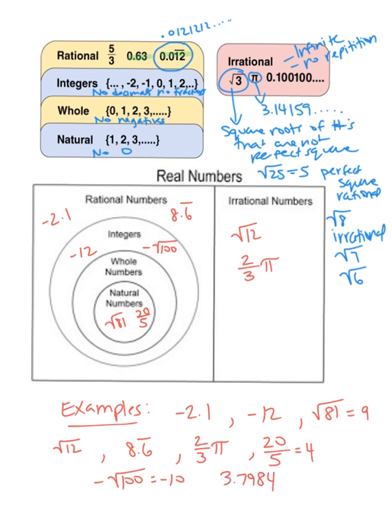And finally, last one, we'll do 3.7984. Think about where you would put that. And so 3.7984 does not continue on forever. There's no ellipsis. There's no 3 dots. It terminates. So that would be rational. That would go here, 3.7984.